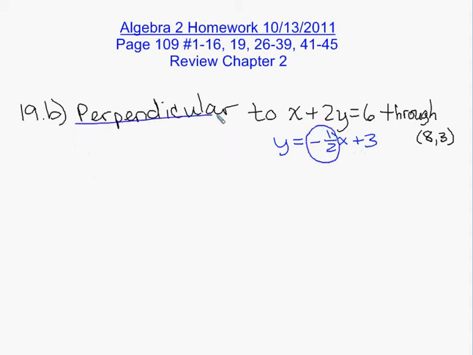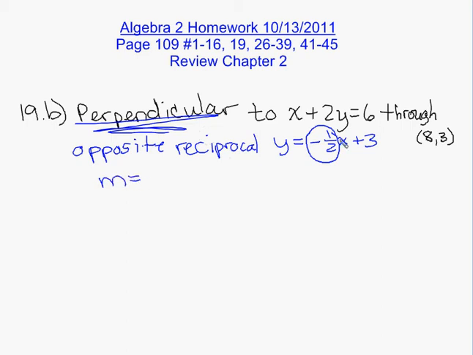When you have a perpendicular line, that means it needs to be an opposite reciprocal slope. So instead of negative, it's going to be positive, and instead of 1/2, it's going to be 2. So it's just 2, as in 2 over 1. Now this will be easy to write the equation. So we're going to use the point-slope form again. Just write that down so that we know what we're doing.